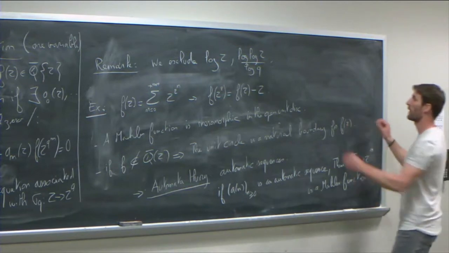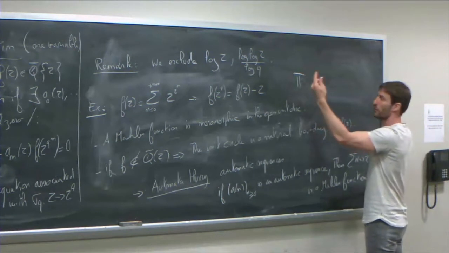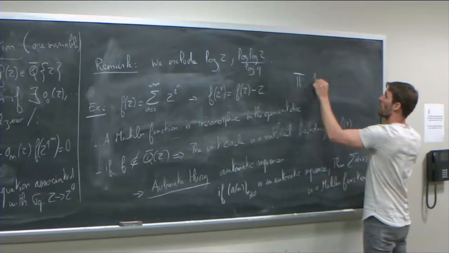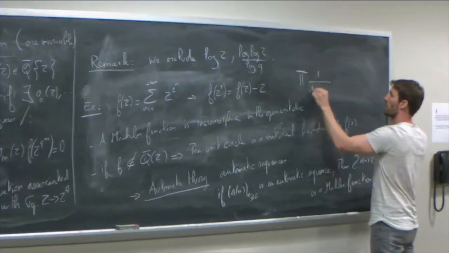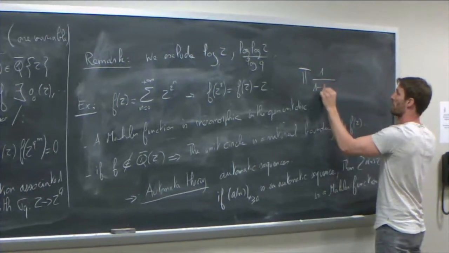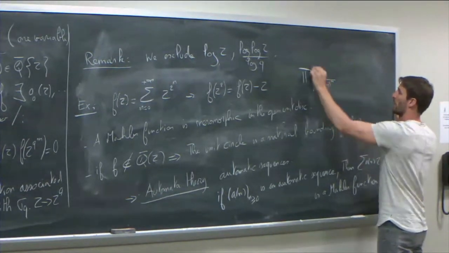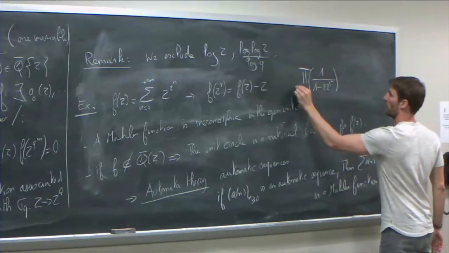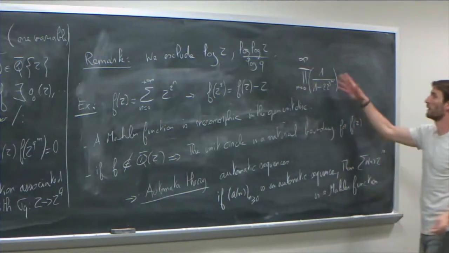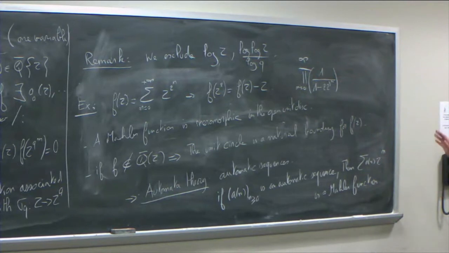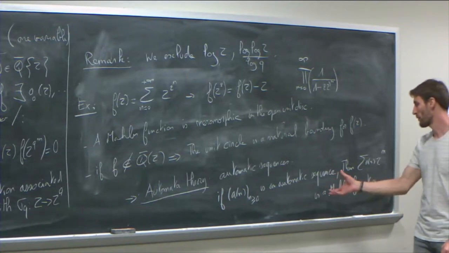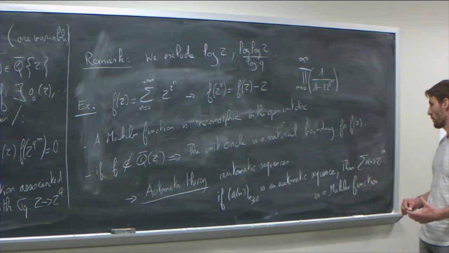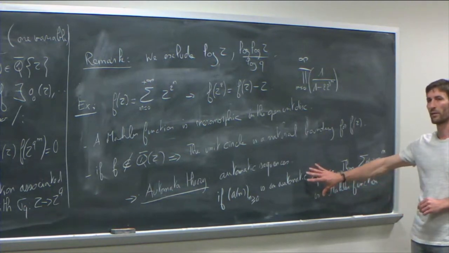Of course, you can define a lot of infinite products. For instance, if you consider the infinite product of 1 over 1 minus 2z^(3^n), this also defines a Mahler function. So there are many examples, and Mahler produced some of them, but the more important question is related to this connection.